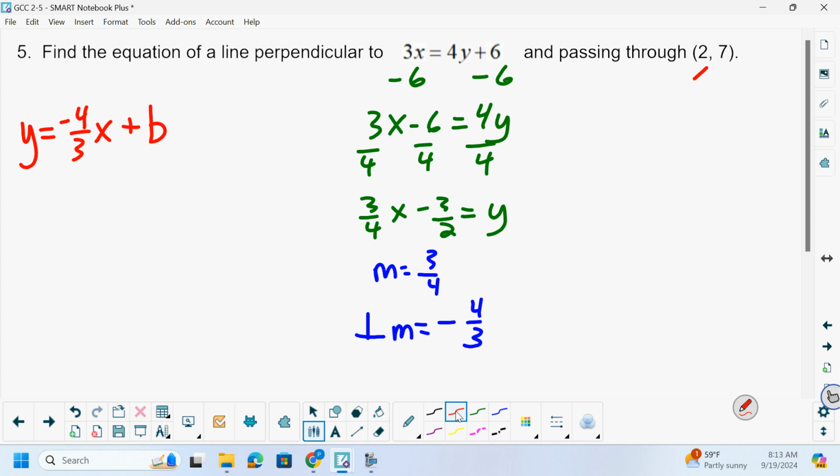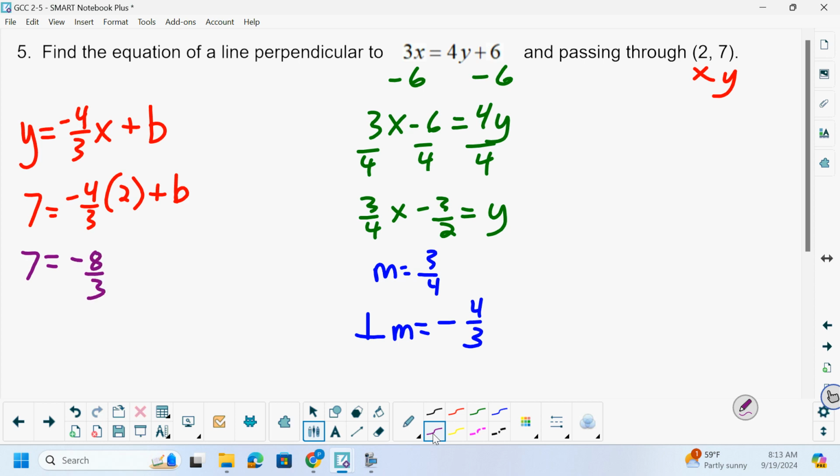And now we'll take our x and our y to sub in to find b. So we're going to have 7 equals negative 4/3 times 2 plus b. We'll always multiply the slope and the x first. You could just put that in your calculator. It will give you negative 8/3.